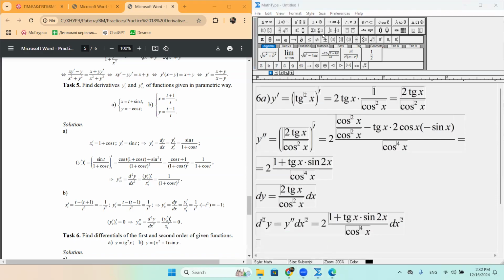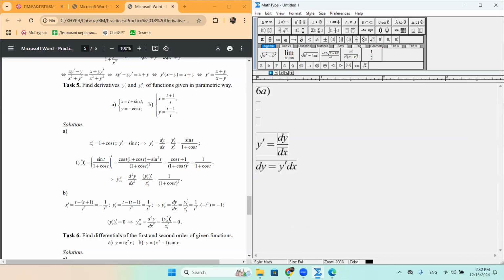Okay, as I see, no questions. Okay, let's solve one more exercise that is similar to it, and then we will use the differentials in practice. So how are they useful?